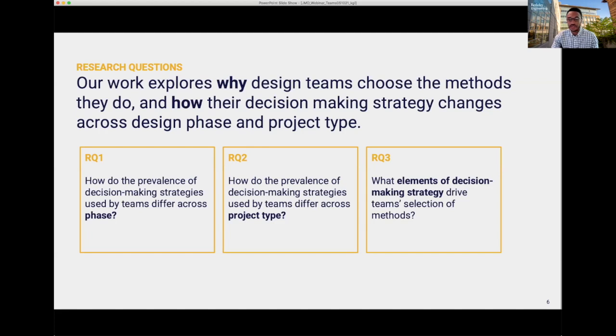We have three interrelated research questions. The first being, how do the prevalence of decision-making strategies used by teams differ across the phase of the design process? Also, based upon the project type? And then a third question, which is, what elements of the decision-making strategy drive team selection of methods?